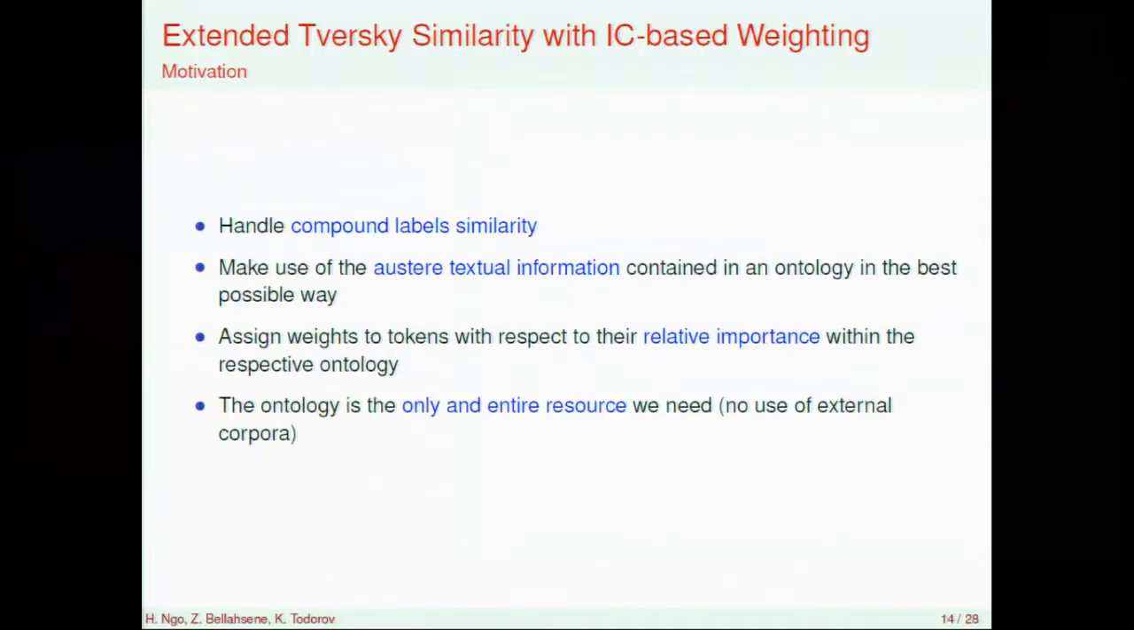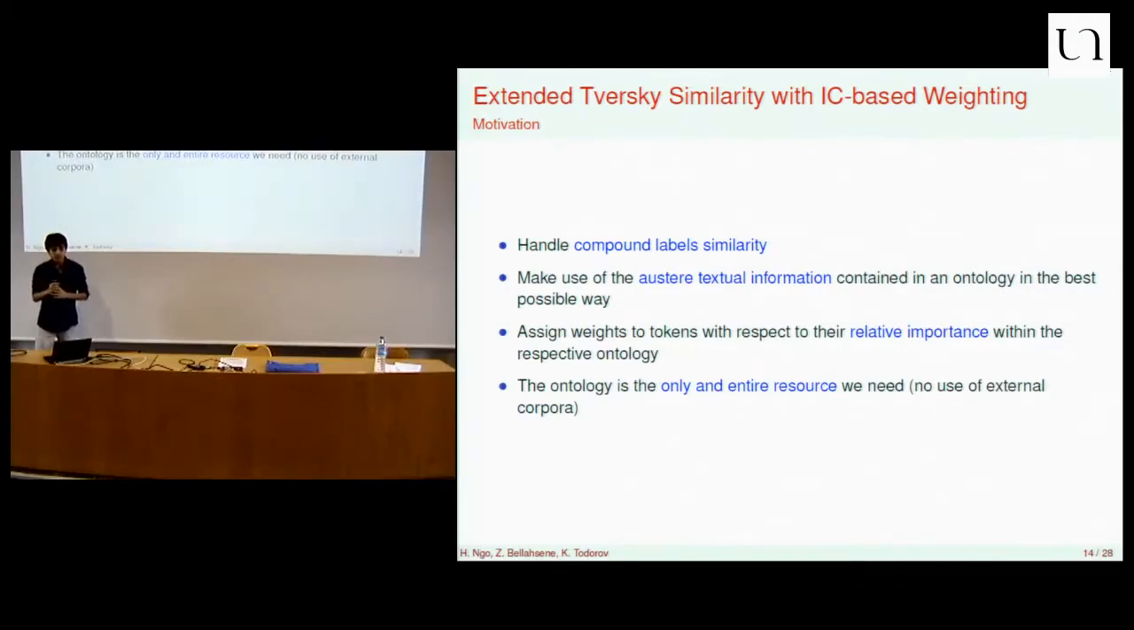I will go into more details in a while, with the objective to be able to handle compound labels in the first place, to make use of the textual information which is only available in each ontology. So we don't look into any external resources, into dictionaries or large corpora in order to calculate weights. The weights to our tokens are computed only on the basis of their relative importance within each of the ontologies. And we will see how in a while. And as I said, we want the ontology to be the only and entire resource that we need in order to compute the weights and to compute the similarity between the labels.